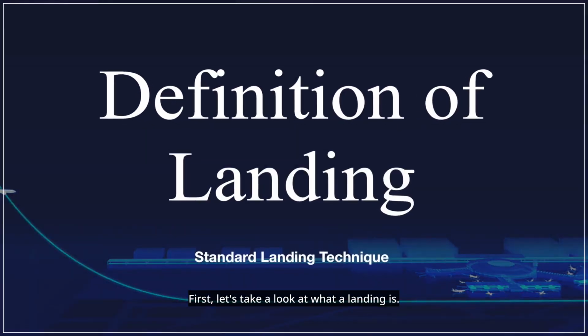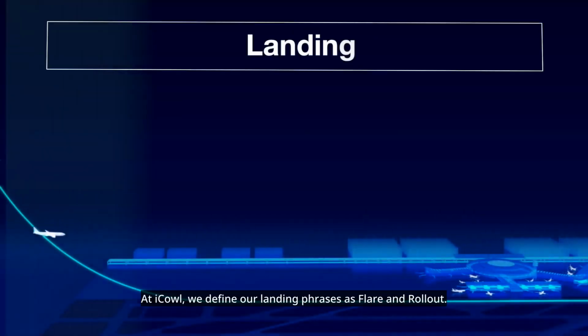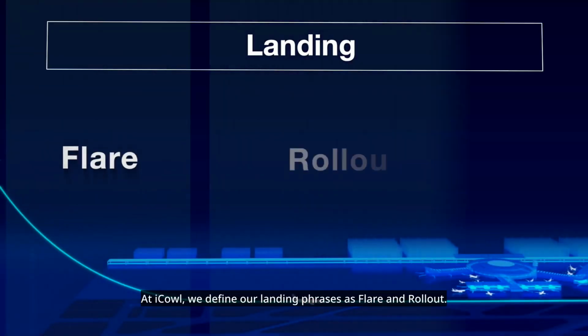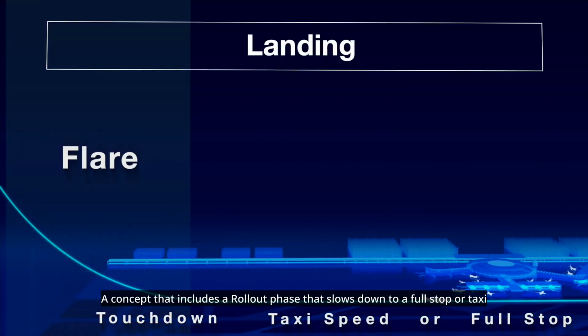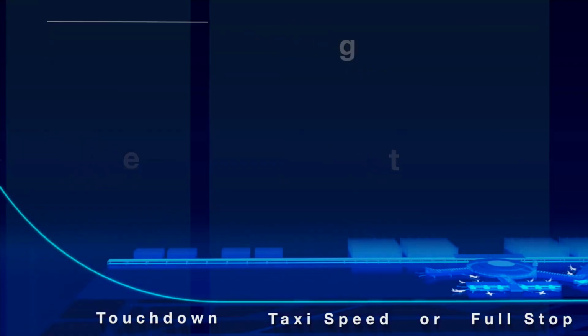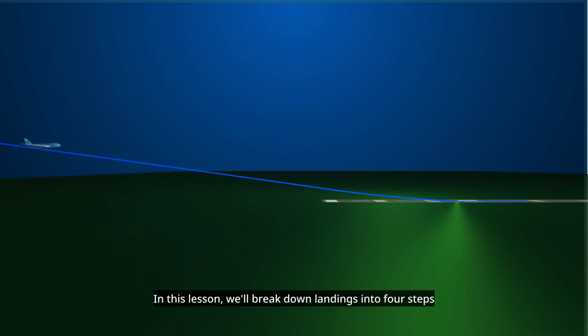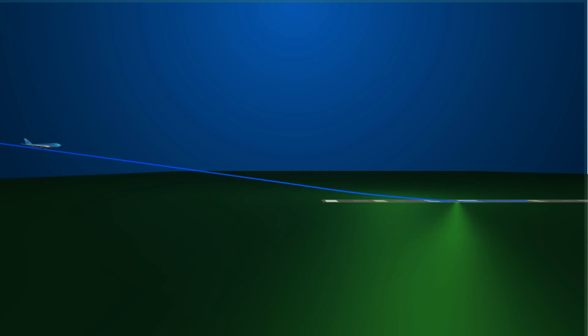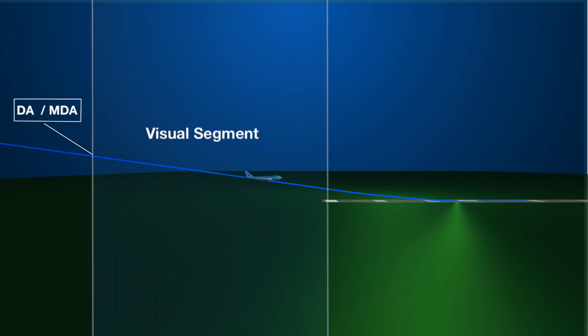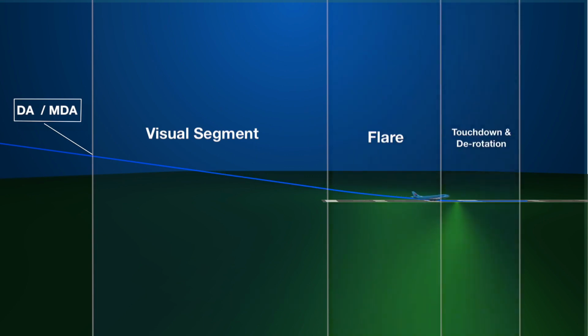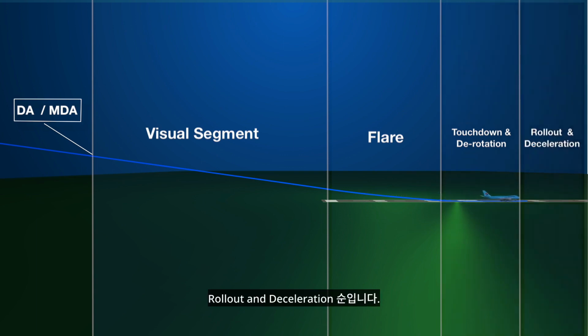First, let's take a look at what a landing is. At ICAO, we define the landing phase as flare and rollout. In other words, landing doesn't end at touchdown. It is a concept that includes a rollout phase that slows down to a full stop or taxi speed after touchdown. In this lesson, we'll break down landings into 4 steps. First, final approach, from DA or MDA, the visual segment before passing the threshold. Second, flare. Third, touchdown and rotation. And finally, rollout and deceleration.